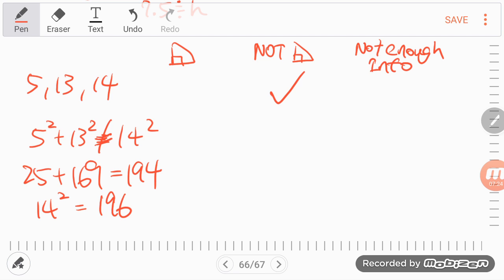They will give you another set of data. For example, instead of 5, 13, 14, they might give you 10, 24, 26. And then you have to pick, is it this one, is it this one, or is it that one, right? So this will be part 1 of your 5-7 video.